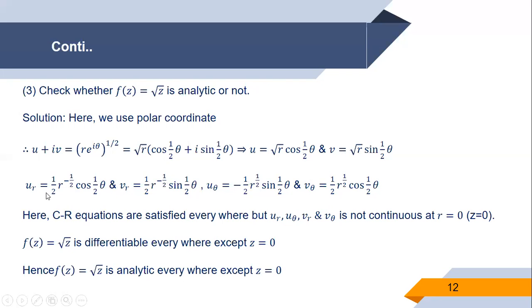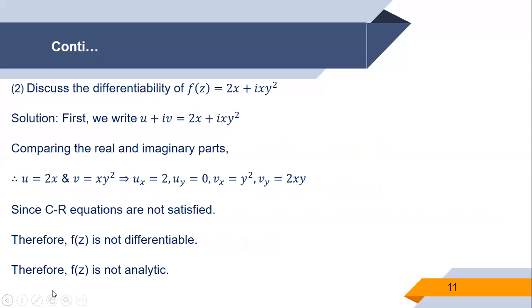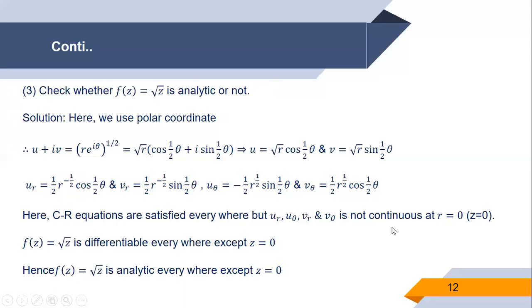Now we compare: u r is equal to 1 upon r v theta, because we know the CR equation in polar coordinates. So u r is equal to 1 upon r v theta. Here the power of r is 1 by 2, here the power is minus 1 by 2, here the power is plus 1 by 2, and all other terms are the same.